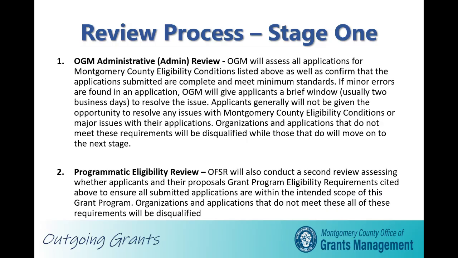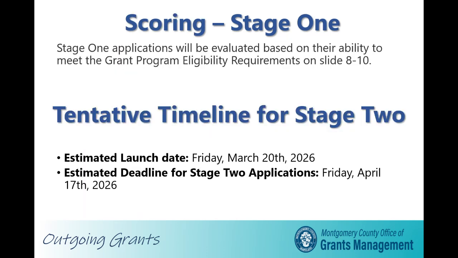In terms of programmatic eligibility review, this is going to be based on the stage 1 questionnaire, and this will be directly tied to the grant program eligibility requirements cited in the NOFO, and this will ensure that all submitted applications are within the intended scope of the grant program. Organizations that successfully pass these 2 stages will move on to stage 2. So scoring for stage 1, it's just a simple scoring based on the grant program eligibility requirements. There's no budget required at this stage. There's no nuance to the review. It's pretty straightforward based against the eligibility requirements.